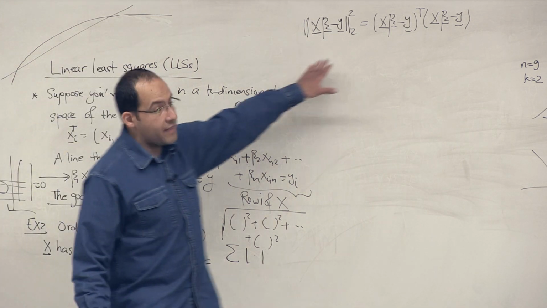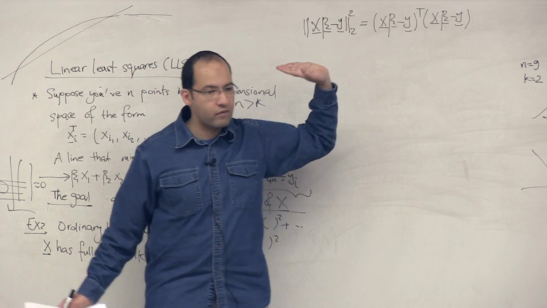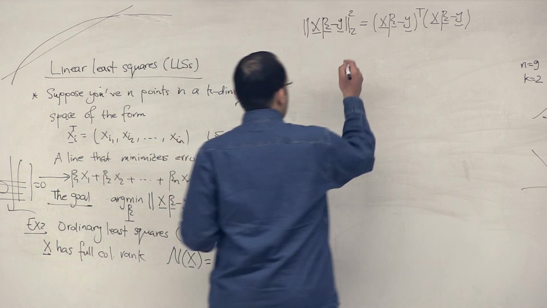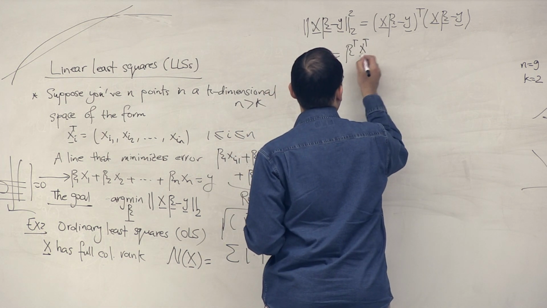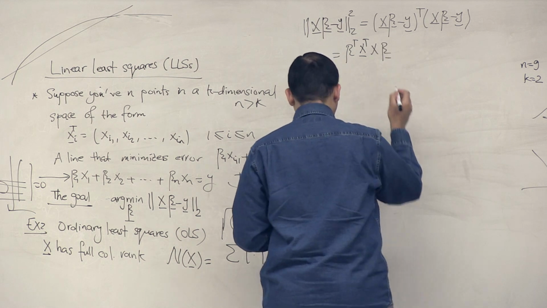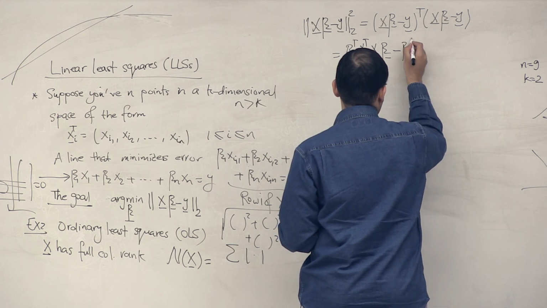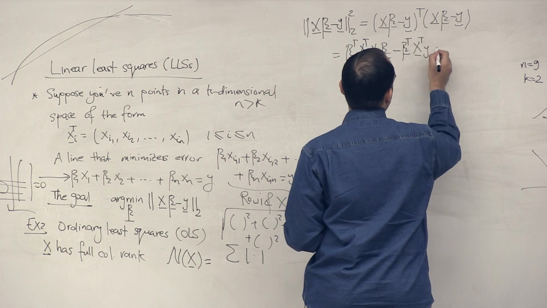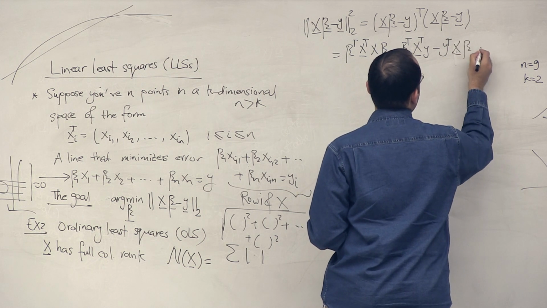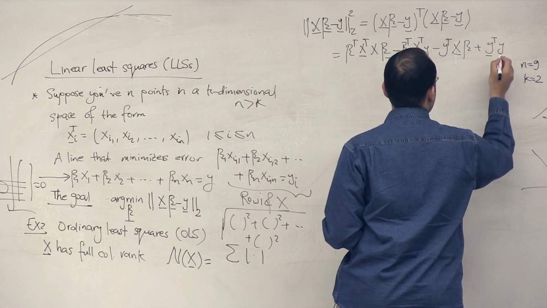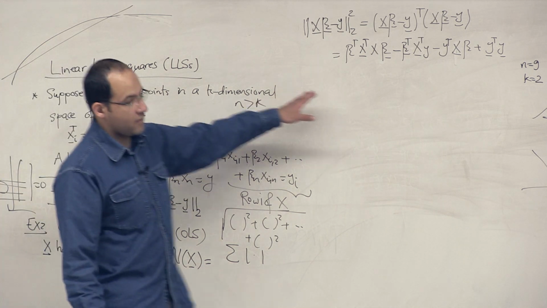So, anybody's having an issue with this? I just wrote it as vector transpose vector. Okay? So what is this? This is beta transpose x transpose x beta, plus or minus for that matter, beta transpose x transpose y minus y transpose x beta plus y transpose y. The thing we have been doing forever now, how to minimize this?